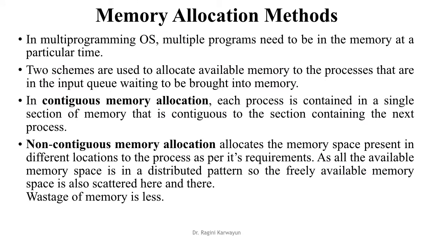As we have discussed, in contiguous memory allocation, each process is contained in a single section of memory that is contiguous to the section containing the next process. In non-contiguous allocation, memory space present in different locations is allocated to the process as per its requirement. As all the available memory space is in a distributed pattern, the freely available memory space is also scattered here and there. We have less wastage of memory in non-contiguous memory allocation schemes.